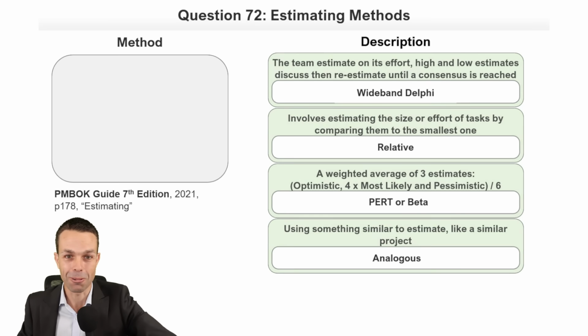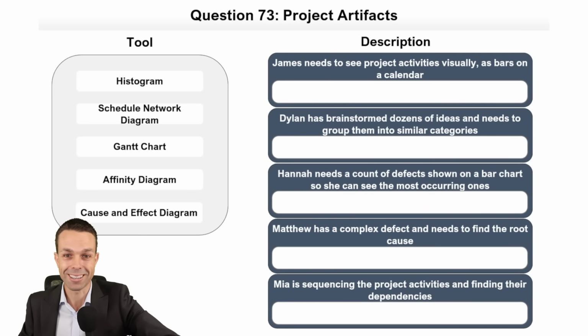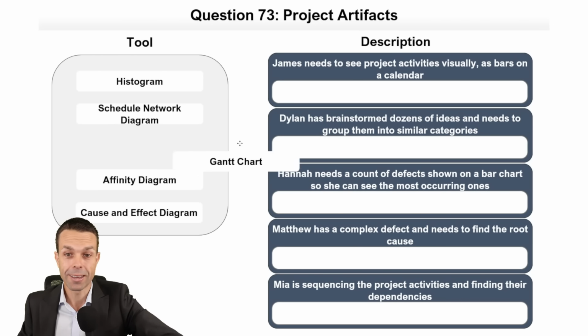How did you guys go with that one? All right. Wonderful way to kick this one off. Really, really good job. James needs to see project activities visually as bars on a calendar. He is looking at a Gantt chart.